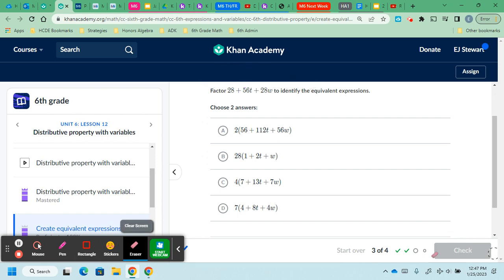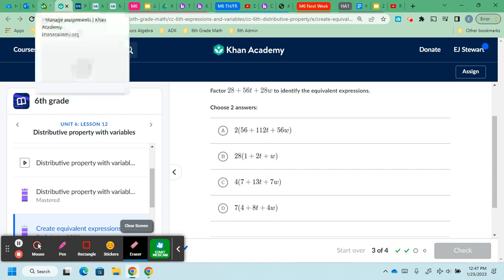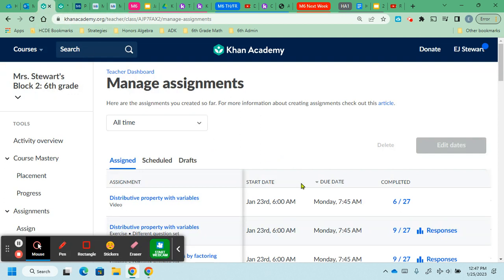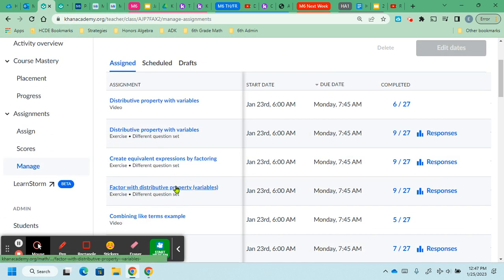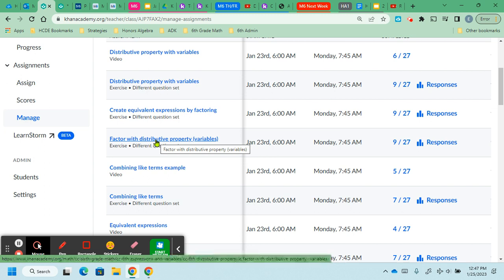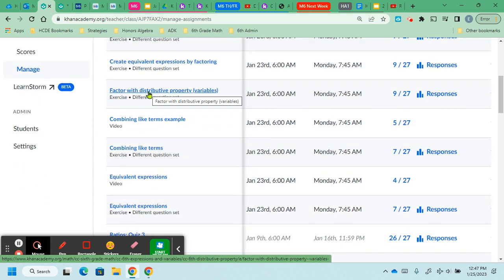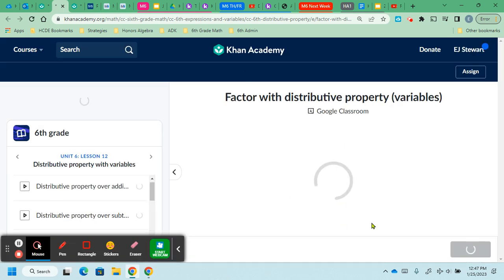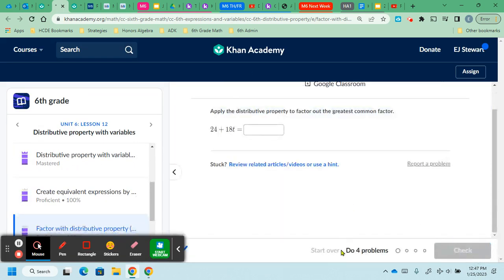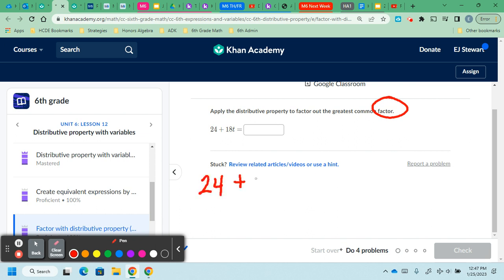So I just keep doing that for 2 more problems, and then I'm ready to go on to the next one. Let's see. So, factor with the distributive property. Okay, combining like terms and equivalent expressions. Let's do this one. All right, so you do have to factor. We've done factoring before. I look at my terms, 28, 24, and 18 times t. And I think, what is my GCF of 24 and 18?